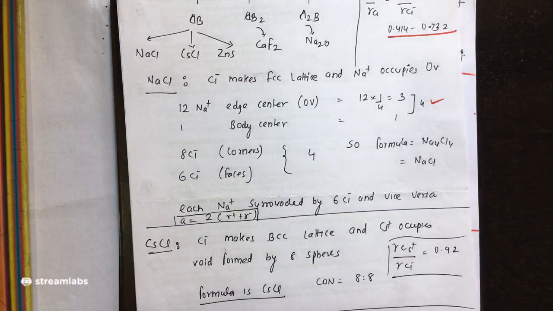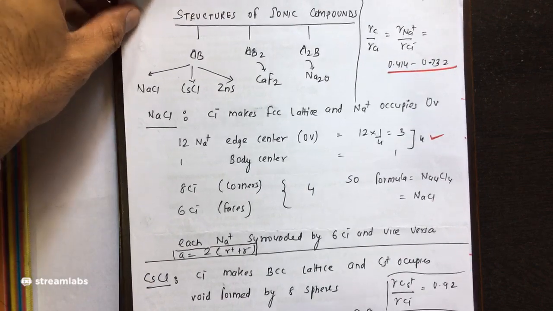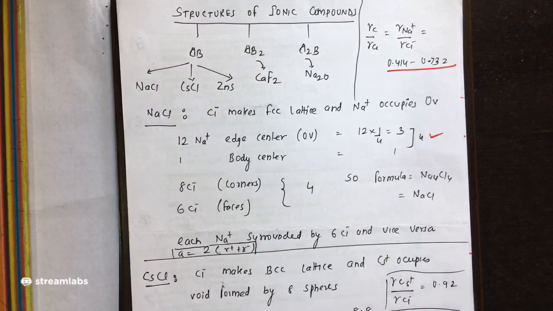Next we come to the structures of ionic compounds. If you talk about the structures of ionic compounds, basically we have AB type of compounds, AB2, and A2B. In AB we have many: NaCl, cesium chloride, zinc sulfide. They are all part of AB type of arrangements. Next, AB2 is calcium fluoride. Next, A2B is nothing but sodium oxide. So we have these types of arrangements.